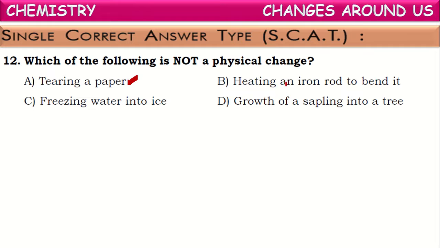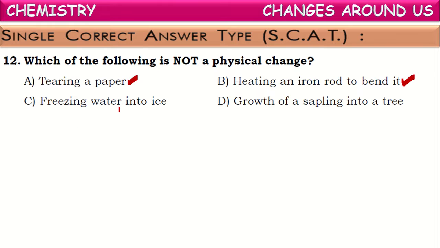Next, heating of an iron rod to bend it. So when you heat an iron rod, it becomes easy to bend it. So even after heating, its chemical composition does not change. So it also comes under physical change because after cooling again, it becomes hard enough.